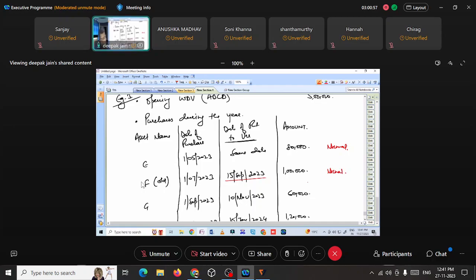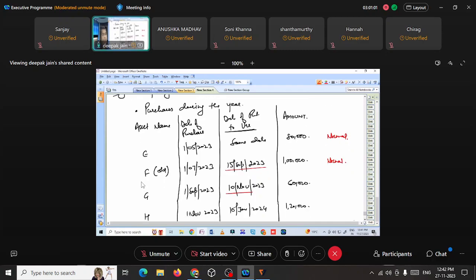Next, put to use on 10th November 2023. From 10th November 2023 to 31st March 2024. Less than 180 days. So the rate of depreciation? Half.